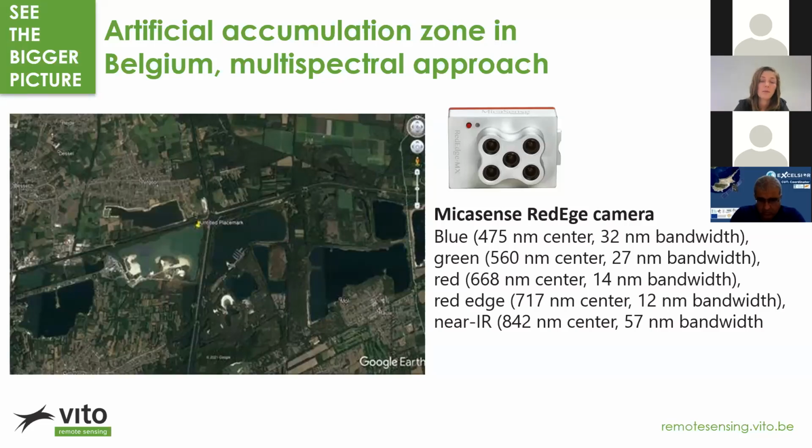Finally, this is some research that's still in progress. It's the artificial accumulation zones that we've been generating. So the previous examples were mainly focused on individual plastic litter detection. But here the question is more whether we can also identify accumulation areas of plastics, and whether we can get a better view on the volume of plastics within the accumulation zone. For this experiment, we also used the MicaSense Red Edge camera, which has 5 spectral bands from the blue until the near infrared.